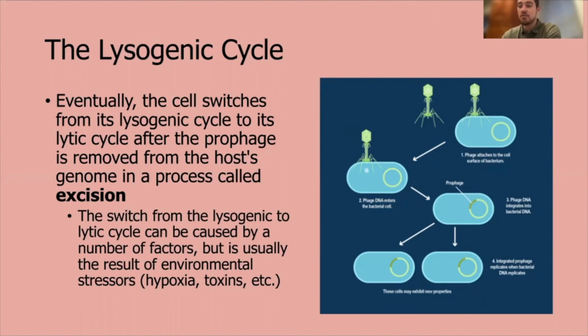So you can see that prophage that's inside the bacteria, and the bacteria is not aware. It's not aware that there's a prophage inside its genome, and it's going to replicate. So you see it goes from one parent cell to 2 daughter cells, and both of those cells have identical genomes, including that prophage. And this can go on for a very long time until they switch to the lytic cycle.